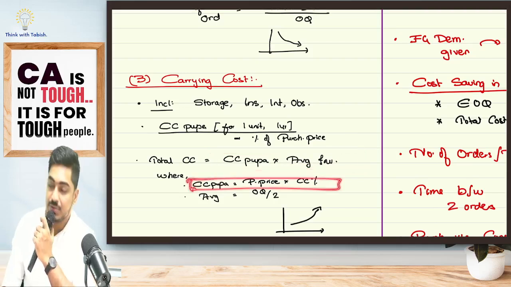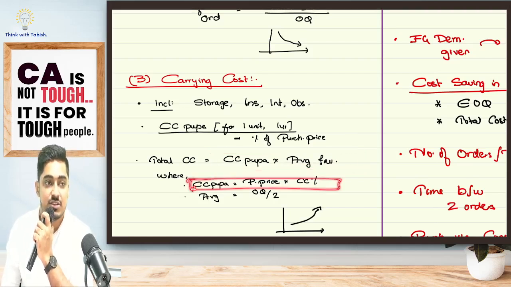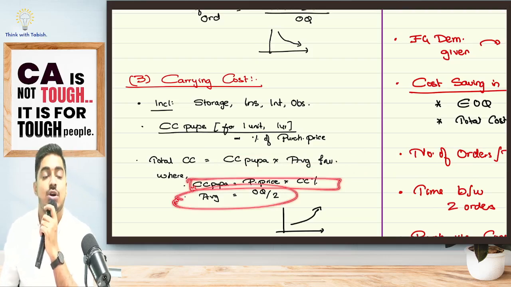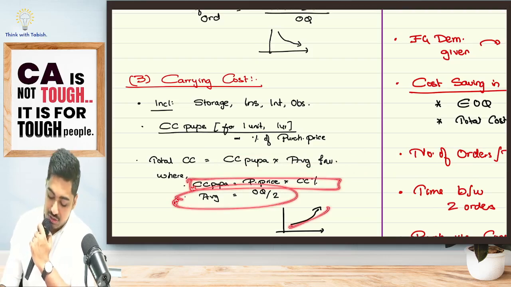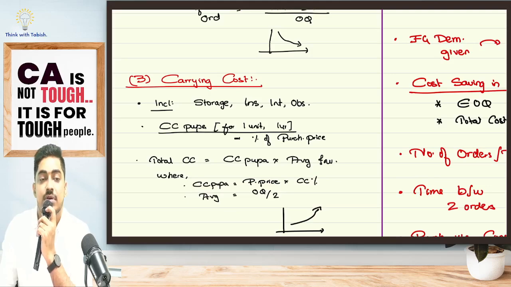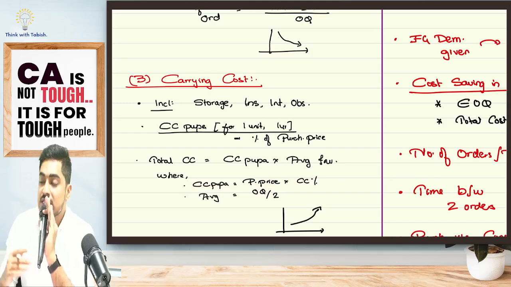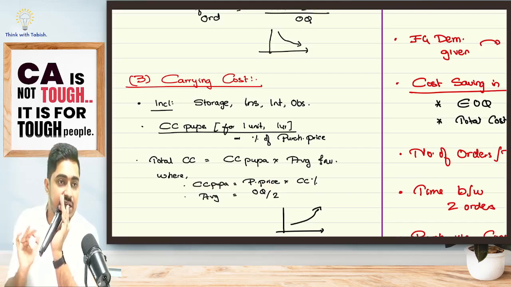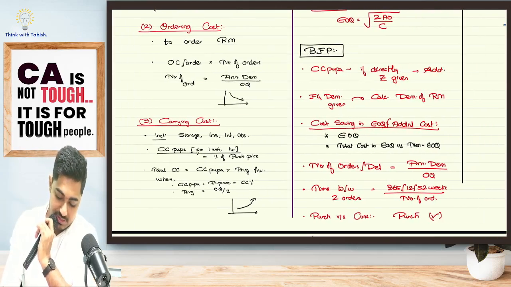Where my carrying cost per unit per annum is normally given as a percentage of purchase price. Average inventory is ordering quantity divided by 2. Carrying cost is going to be an upward sloping curve. Is this clear, everyone? Till here, any doubts? Shall we take our discussion slightly ahead? Yes or no? Perfect, sir.